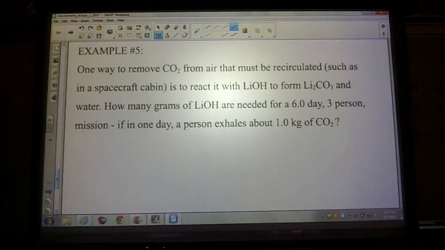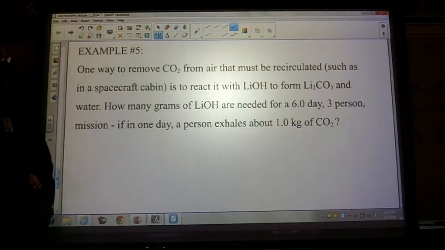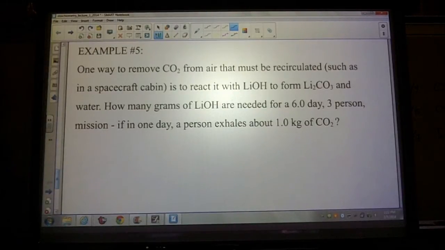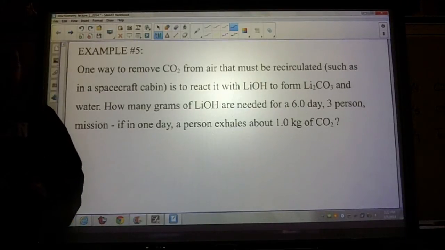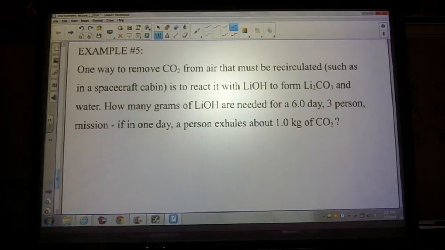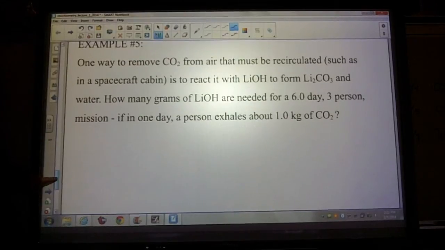One way to remove carbon dioxide from the air that must be recirculated, such as in a spacecraft capsule, is to react it with lithium hydroxide to form lithium carbonate and water. How many grams of lithium hydroxide are needed for a 6-day, 3-person mission if in 1 day each person exhales 1 kilogram of carbon dioxide?